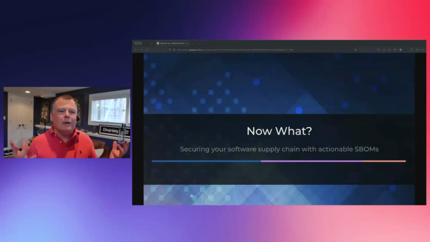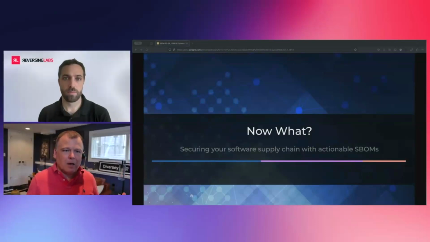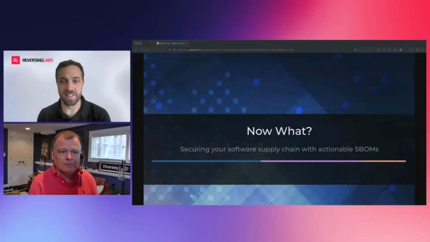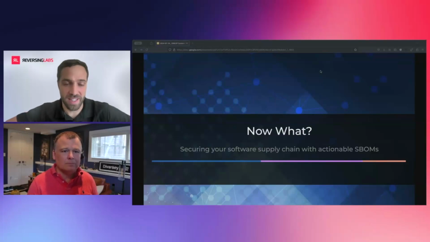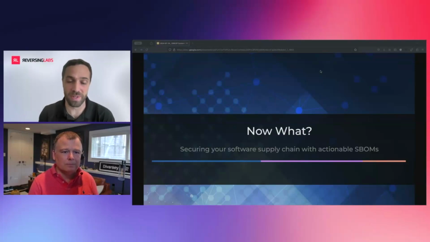So now what? I mean, you have an SBOM. What do you do with it? Yeah, Steve, I think first I just want to say thank you for what you're doing at OWASP with CycloneDX. Thank you for the knowledge you've shared here today and a glimpse into the future. 1.7 looks really, really awesome. I'm personally excited about that.